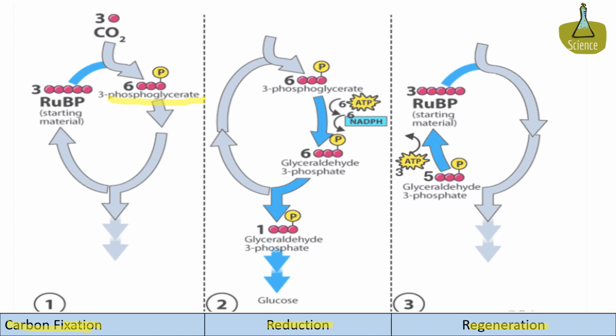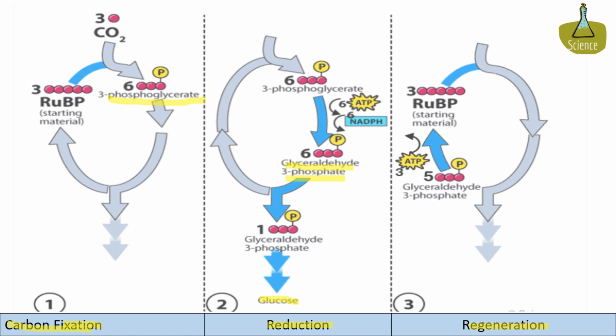Now these 6 molecules of 3-phosphoglycerate enter the next step, known as the reduction, and here 6 ATP molecules and 6 NADPH molecules are used, leading to the formation of 6 molecules of glyceraldehyde 3-phosphate. Out of these 6, one molecule of glyceraldehyde 3-phosphate exits the Calvin cycle to form the glucose molecule, right?